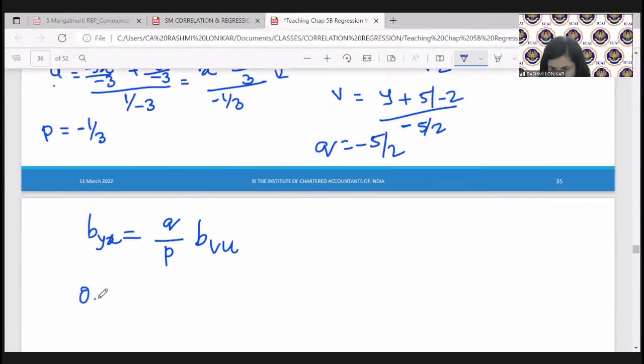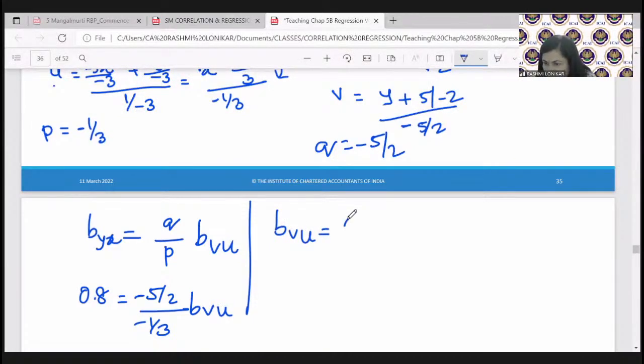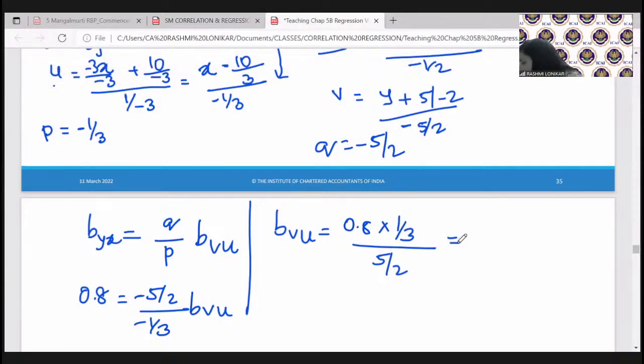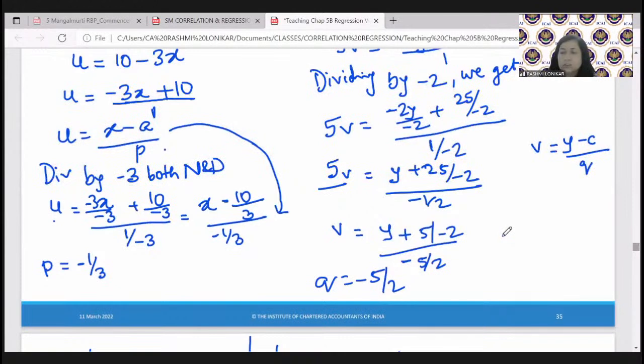Okay, so 0.8 is equal to minus 5 by 2 upon minus 1 by 3 bvu. So bvu is equal to 0.8 into 1 by 3 upon 5 by 2. And how much is this? When I solve this, I get 0.1067. Okay. So this is the way you have to solve this. So you have got this answer. You have understood this, right?